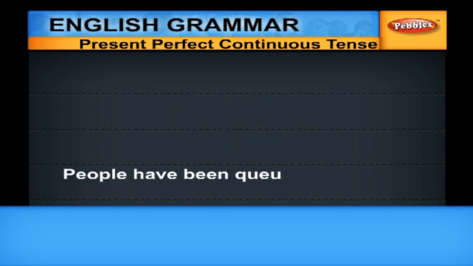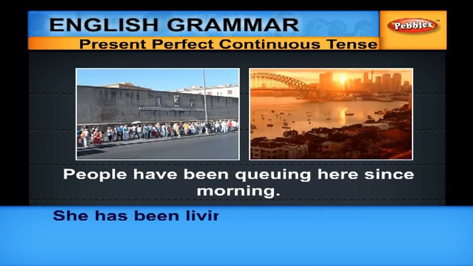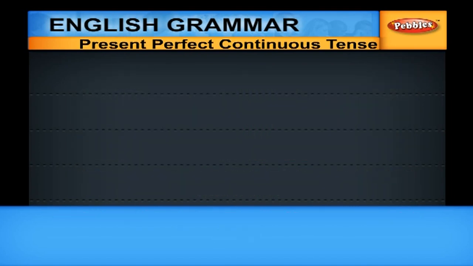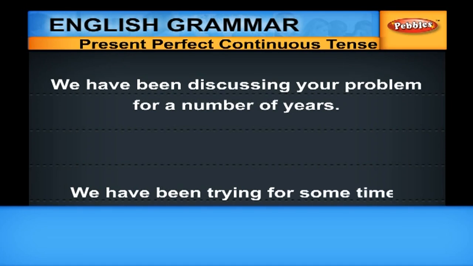People have been queuing here since morning. She has been living in Australia for 1 year. We have been discussing your problem for a number of years. We have been trying for some time. In all these sentences, we are using present perfect continuous. The action was started in the past and it is still going on.